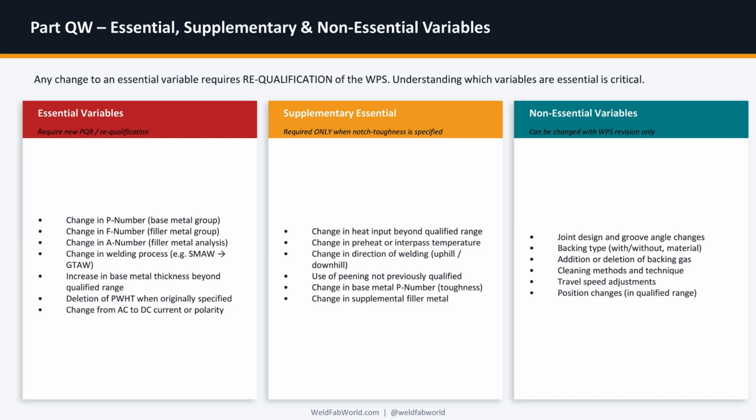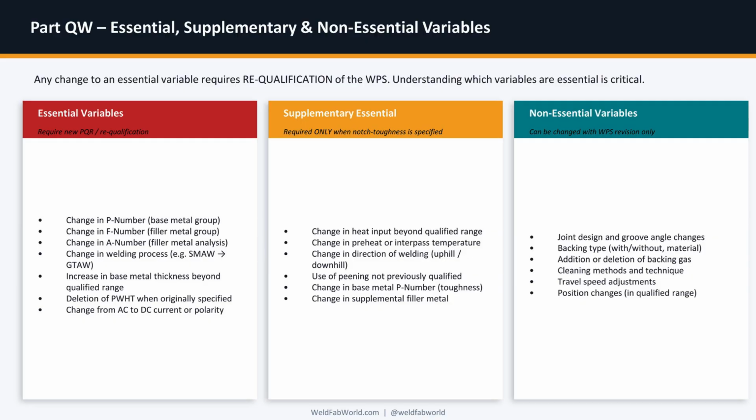Supplementary essential variables only kick in when notch toughness is required by the construction code, meaning Charpy impact testing is specified. Then changes in heat input, preheat, interpass temperature, and welding direction can all trigger requalification.